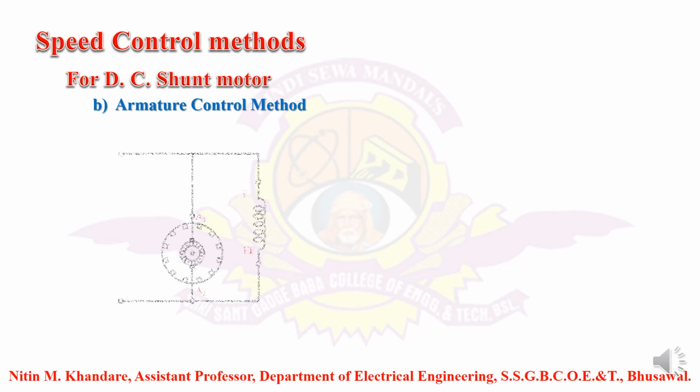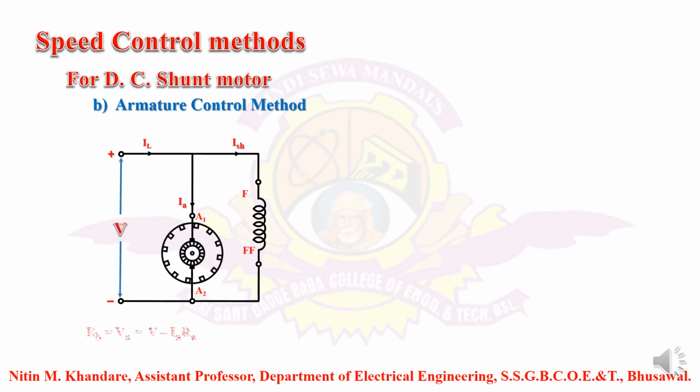In case of the armature control method, if we apply the normal voltage here, the motor runs normally, and the voltage across the armature, VA or EB, is given by V minus IA RA. Now if we insert an external resistance in series with the armature circuit, then previously the current of the field winding decreased, but here there is no effect on the armature current by inserting the rheostat in series with the armature circuit, but the equation changes like this.